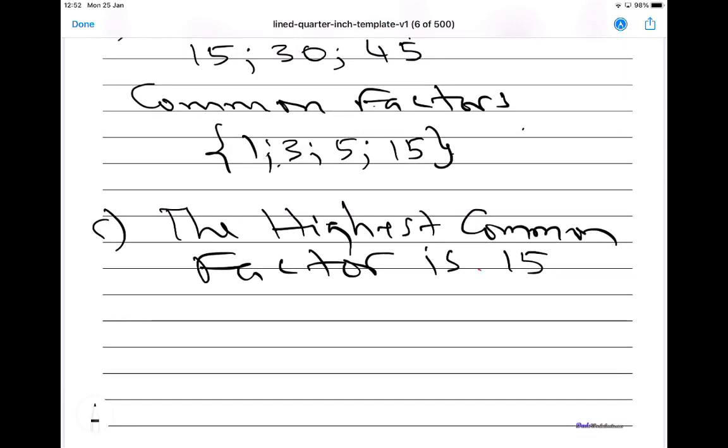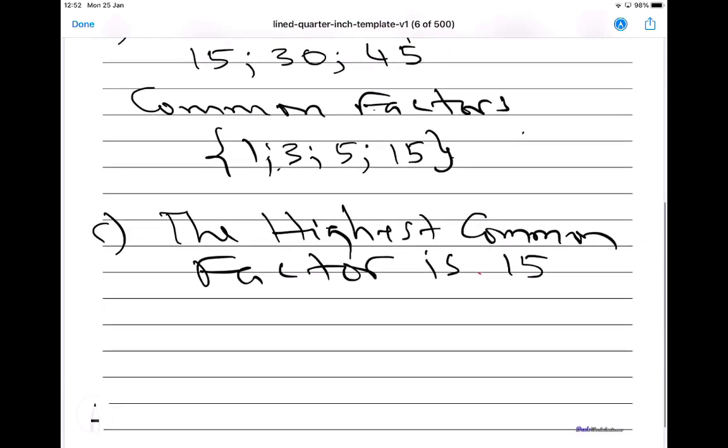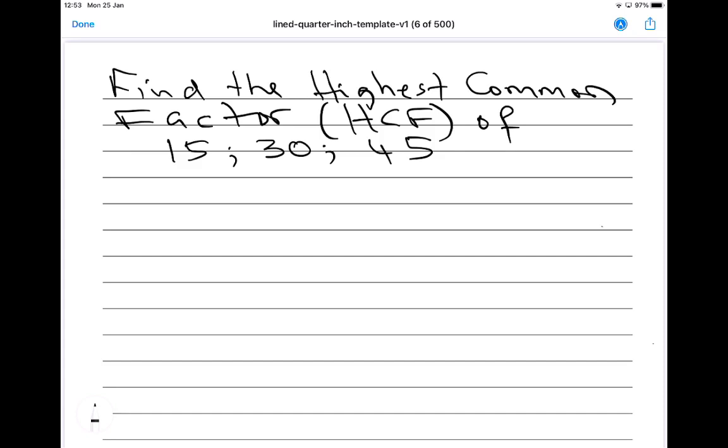I want to show you another method, which is the method of prime factorization, which I believe is shorter than this method. Instead of doing all this, you can just use prime factorization. Let me show you how you can answer the same question using prime factorization. Okay, so we want the highest common factor, which is abbreviated as HCF, of 15, 30, and 45. So we will prime factorize each of the numbers.